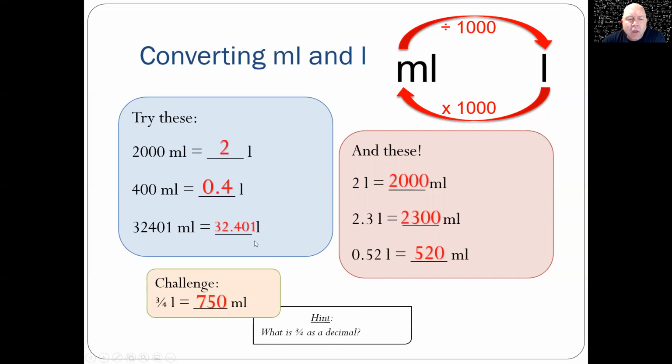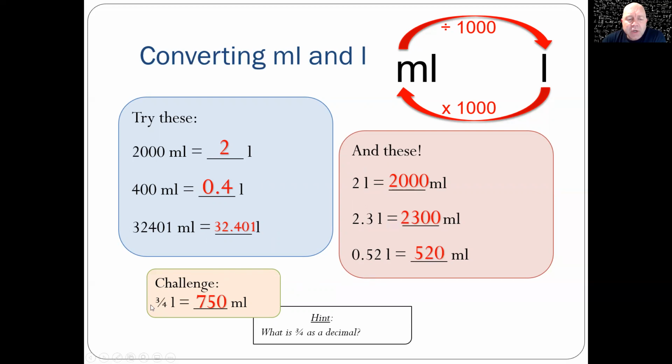There you go. Okay, so 2,000 milliliters divide by 1,000 gives you 2 liters. 400 milliliters divide by 1,000, 0.4 liters. 32,401 milliliters is 32.401 liters. Going the other way, 2 liters multiplied by 1,000, 2,000 milliliters. 2.3 liters is 2,300 milliliters. 0.52 liters is 520 milliliters.